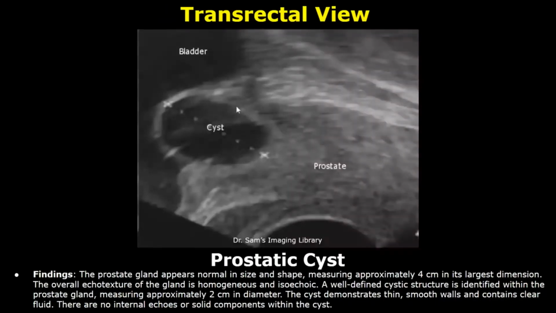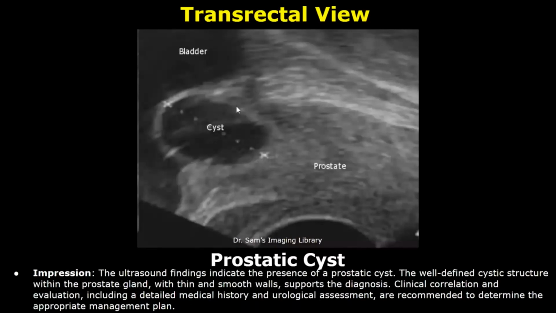Here is a case of prostatic cyst. Its findings include a well-defined cystic structure within the prostate gland. The cyst demonstrates thin, smooth walls and contains clear fluid. There are no internal echoes or solid components within the cyst. You can write these findings in the impression, and you can end the impression by writing about clinical correlation.